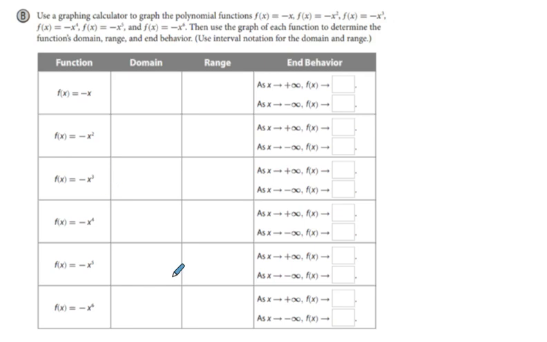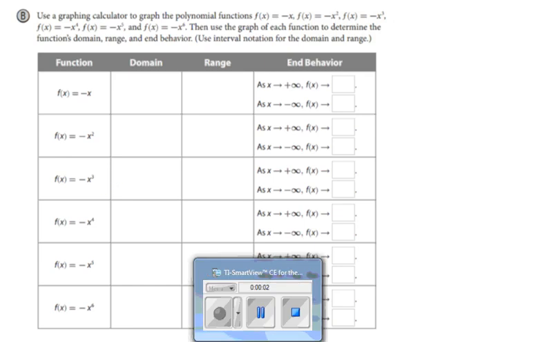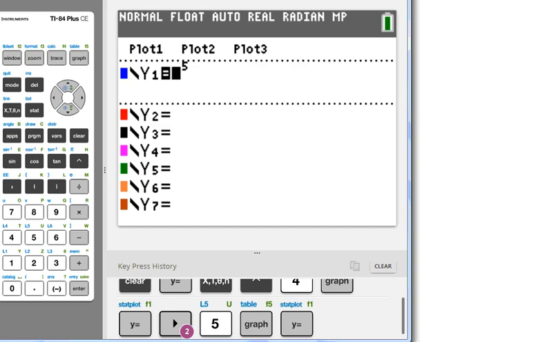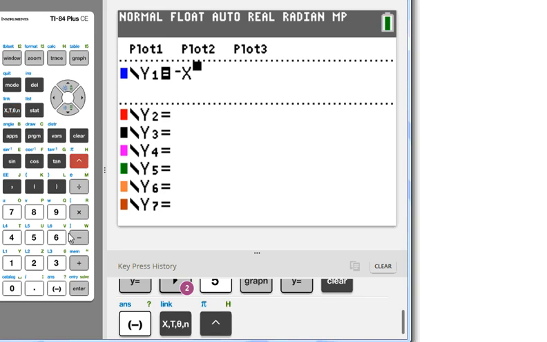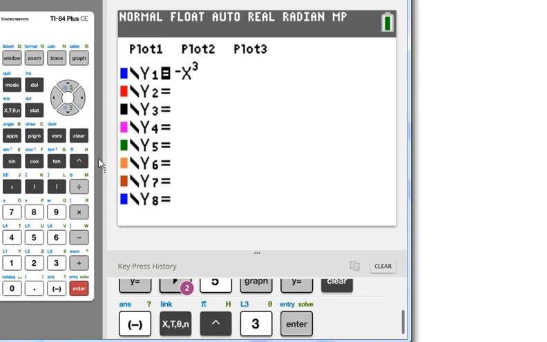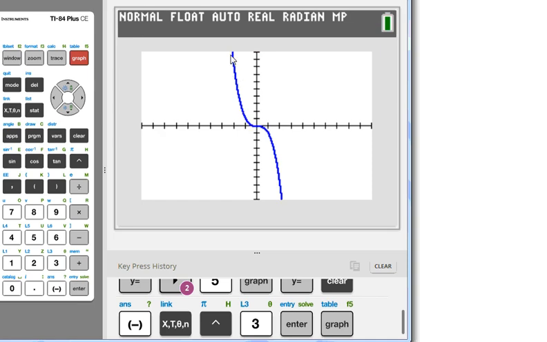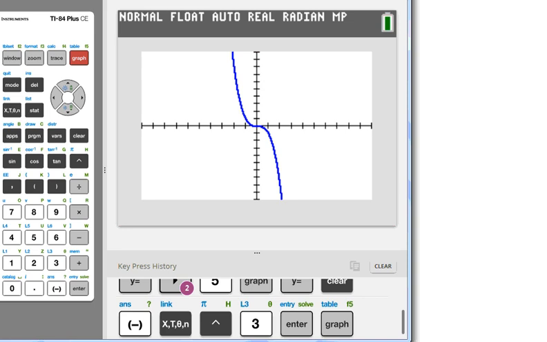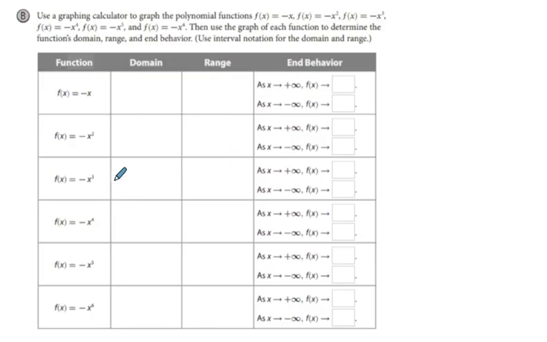Well, I'll go over this negative x cubed. Just graph that really quickly. If we go to negative x cubed, this is what that looks like. So we're starting high and ending low, but our domain and range are still all the numbers. Just writing that out quickly, we have our domain greater than negative infinity, less than infinity. Our range is the same, greater than negative infinity, less than infinity.